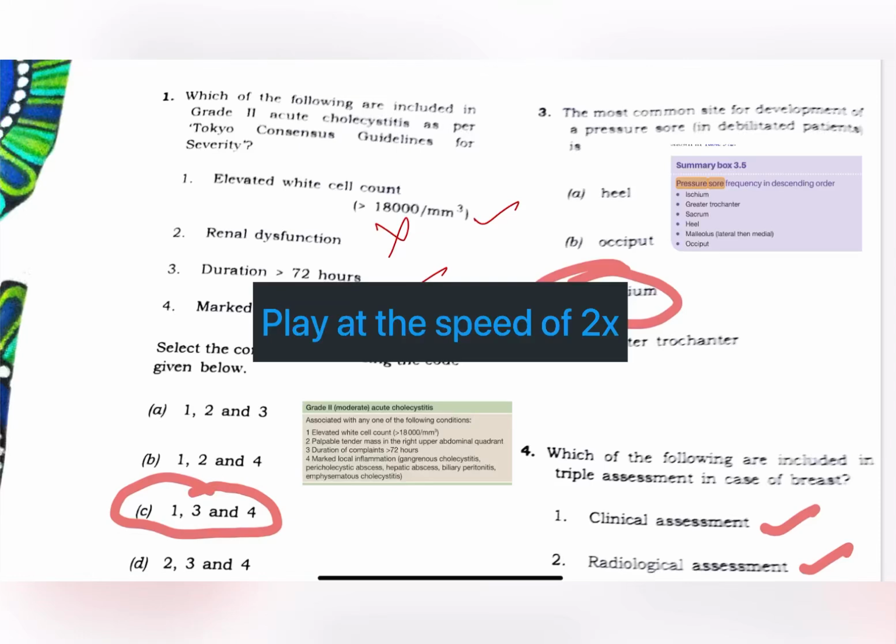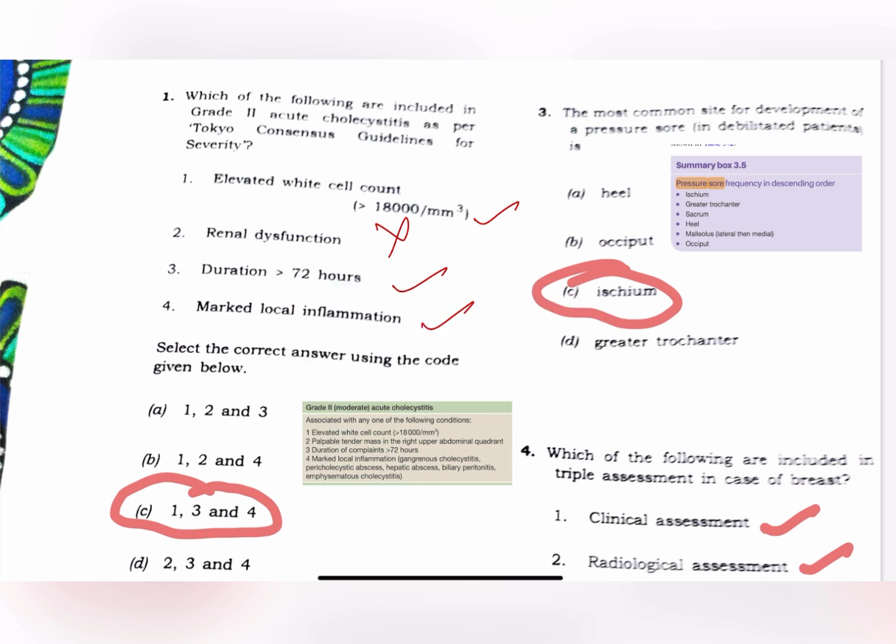Everyone, in this part I would be discussing the answers for paper 2 from question number 1 to question number 40. So let's start without any further delay. In question 1 they are saying which of the following are included in grade 2 acute cholecystitis as per the Tokyo consensus guidelines. So here we have grade 2 acute cholecystitis guidelines.